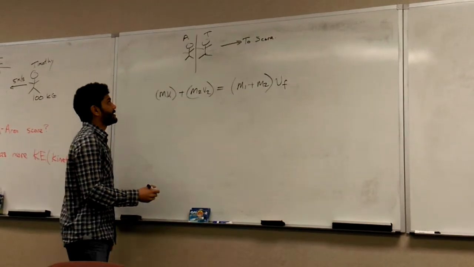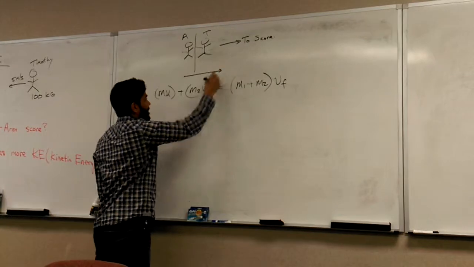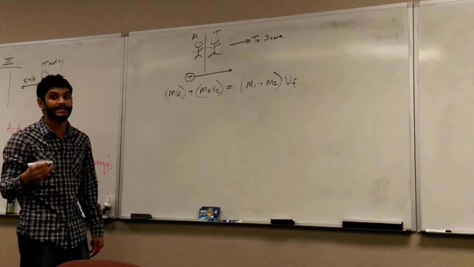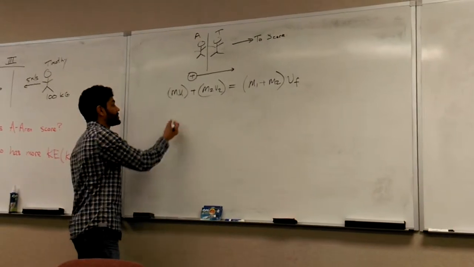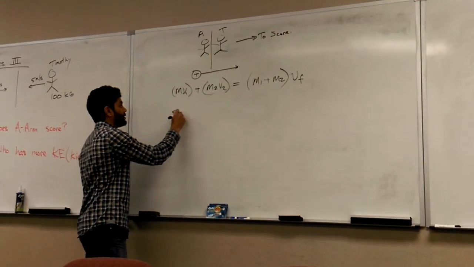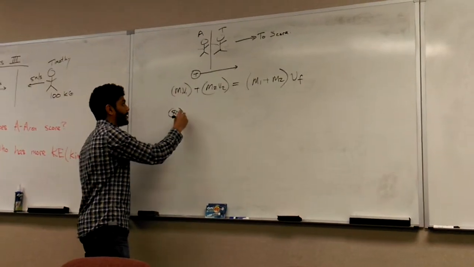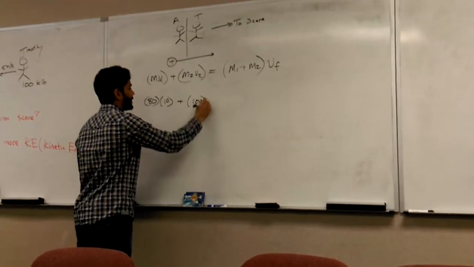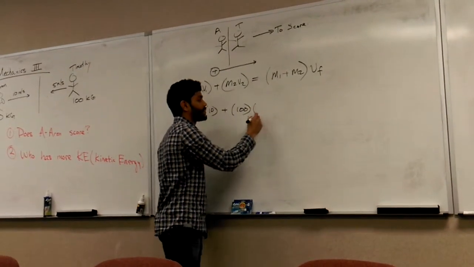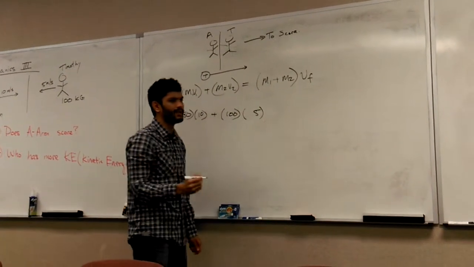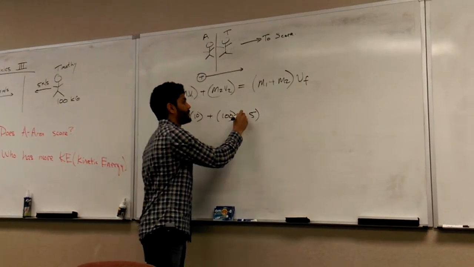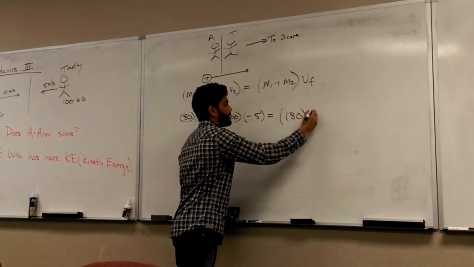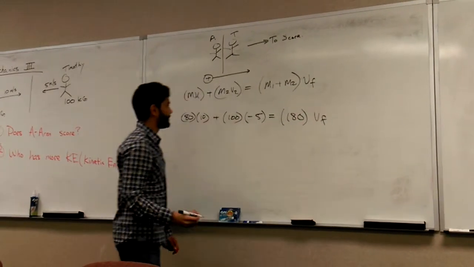So Aaron is moving to the right, so is that positive or negative, Arshan? That's positive. Everything going to the right is positive, so Timothy has a negative velocity. Substituting in the numbers, we get 80 kilograms for Aaron, and he's running 10 meters per second, 100 kilograms for Timothy, and he's running 5 meters per second, but is he running positive or negative? He's running negative, exactly. So adding together our masses, we get this.